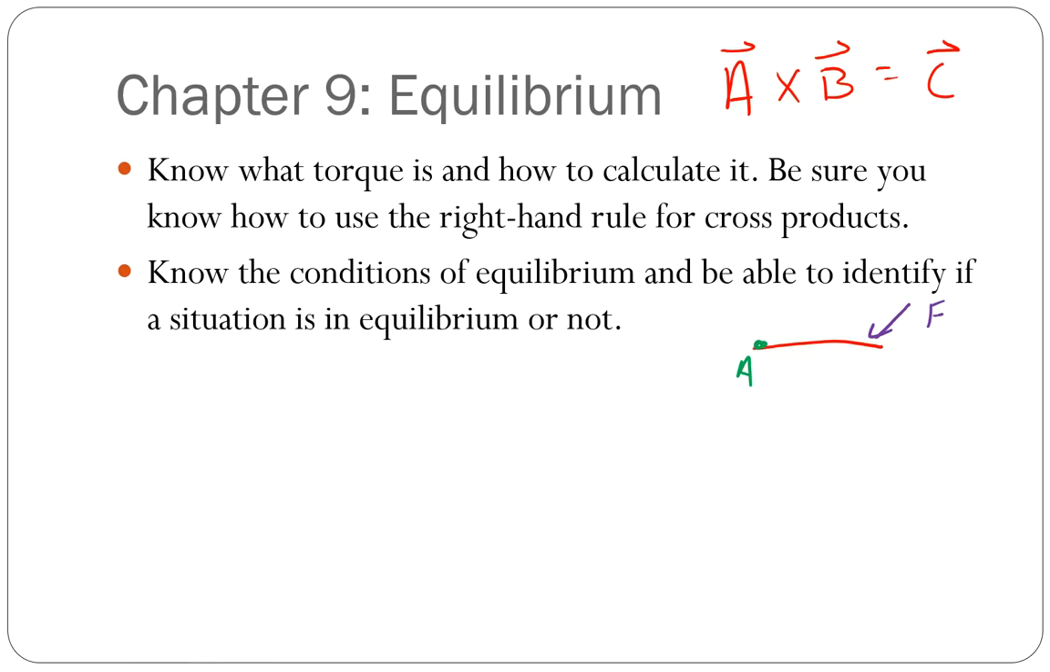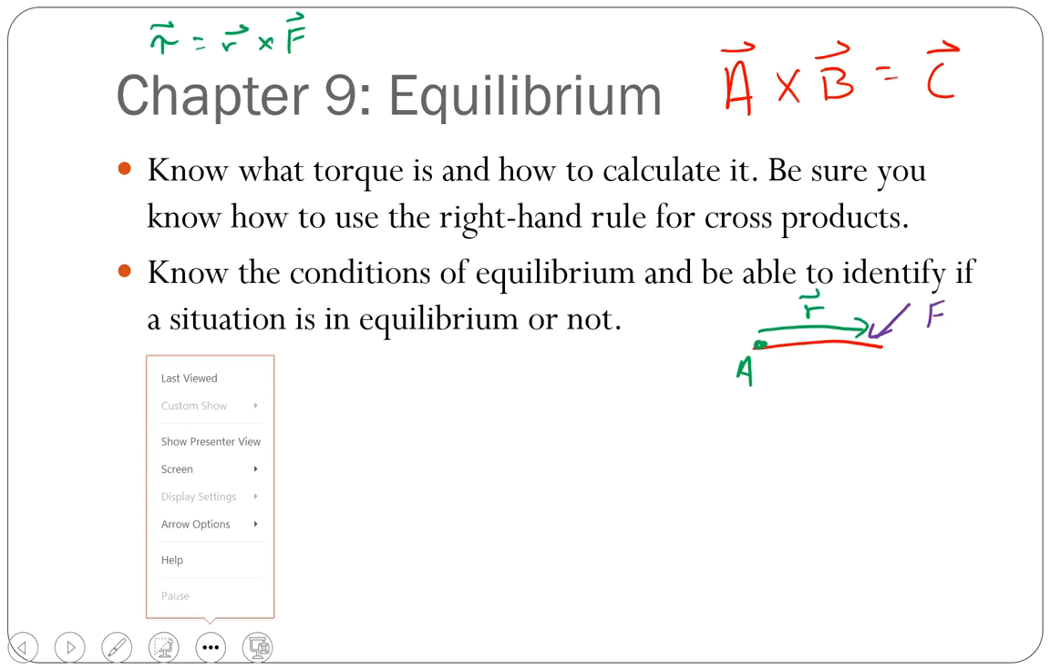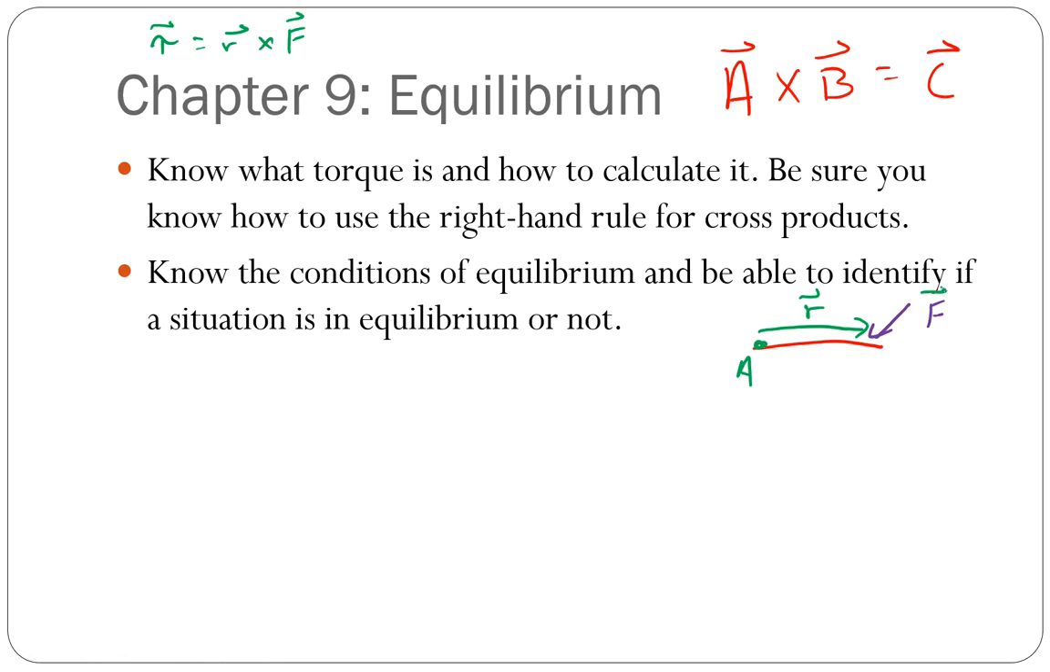The first thing I have to do is identify, well, my equation is torque vector is equal to R vector cross F vector, where R vector is the vector that goes from the point I'm summing the torques to where the force acts. So in this case, my R vector is like that. And my force vector already has a direction shown, but I didn't put a vector sign on it.